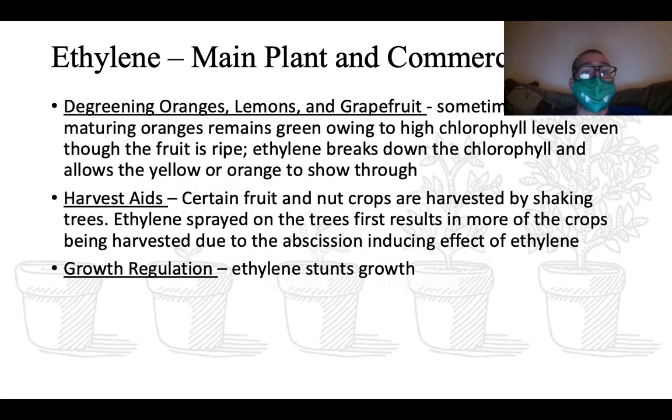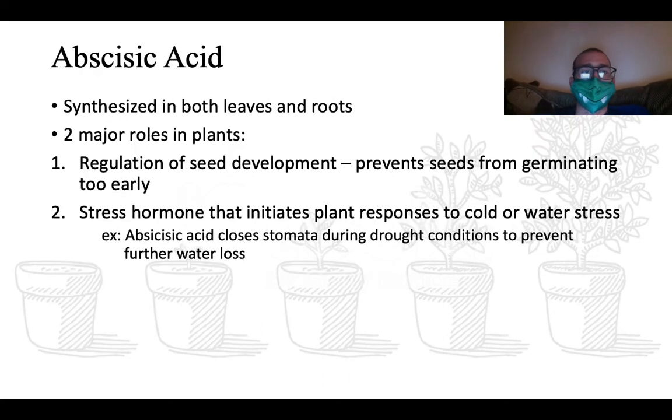You can also use ethylene as a harvest aid. Certain fruit and nut crops are harvested by shaking the tree. So if you spray ethylene beforehand, it's going to improve the drop of the fruits or the nuts because there's an abscission-inducing effect of ethylene, which essentially just means it makes it more likely for those things to fall. It can also be used to stunt growth of certain plants as well. Okay, so that's ethylene. We're moving right along.